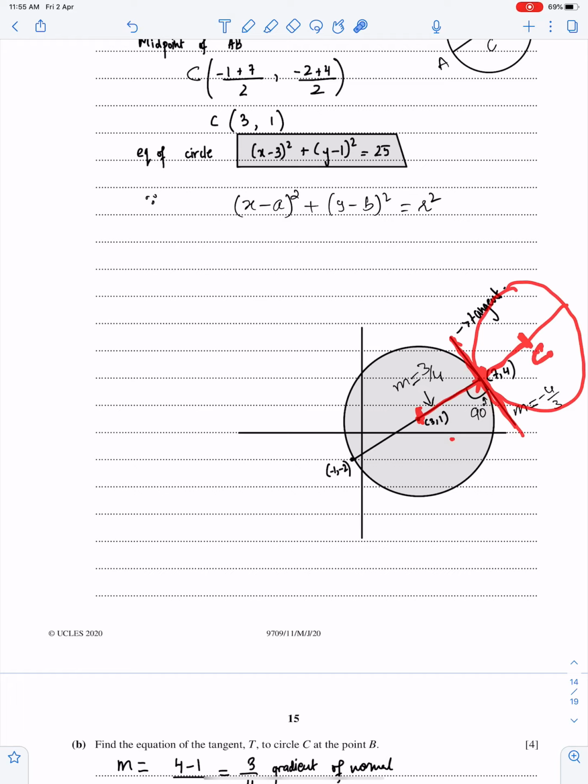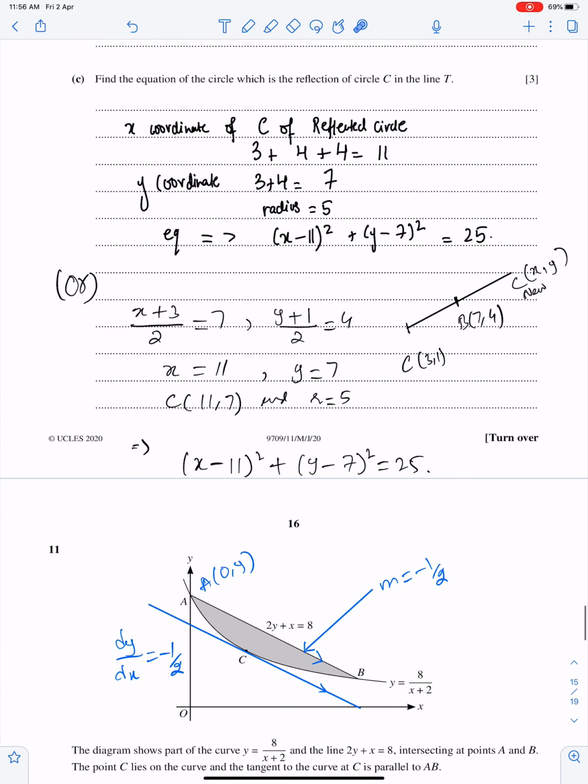So the new center is at this point. 7, 4 is the midpoint of this old center and this new center. The original center, the center of circle 1, and this is the center of the new circle, the image of this circle. So in order to get this point, you have to use the midpoint formula. B is the midpoint of these two centers. So we can easily get the coordinates of this center by the midpoint formula.